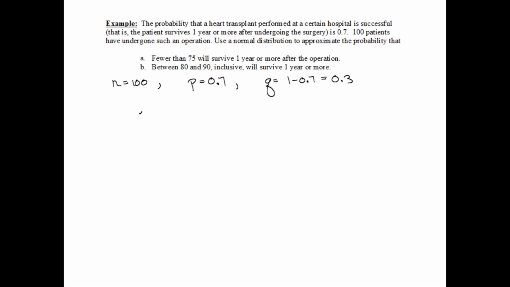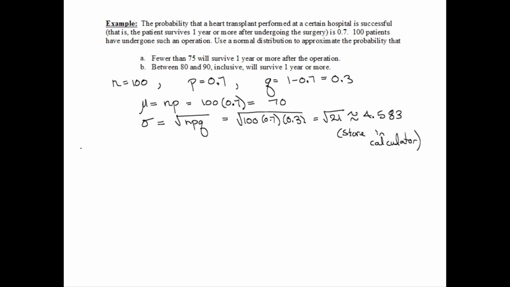Now we need to determine the mean and standard deviation. So the mean, or the expected value of the binomial distribution, is n times p. So we take the number of trials, which is 100, multiply by the probability of success, which is 0.7, which is 70. Another way of saying this is that we would expect 70 people to survive out of the 100. Our standard deviation will be the square root of npq. So the square root of 100 times 0.7 times 0.3. And so that'll give me the square root of 21, which is about 4.583. Be sure you store that number in your calculator so that you can use it later without having to punch in a rounded answer, which is not accurate.